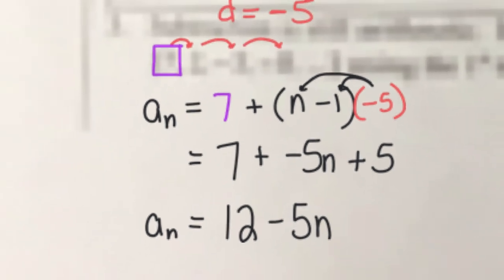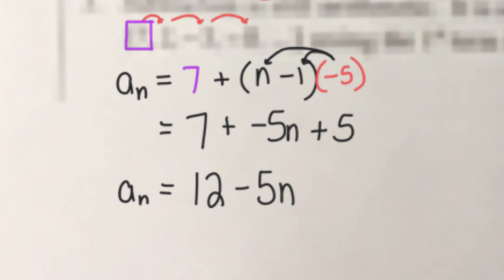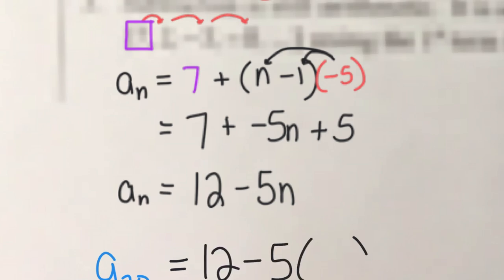12 minus 5n. So just for fun, what would the 20th term of this sequence be? Well, that means it's 12 minus 5 times 20. If we want the 20th term, that means our n value is 20. 5 times 20 is 100. 12 minus 100 is negative 88. So negative 88 will be your 20th term of that sequence.